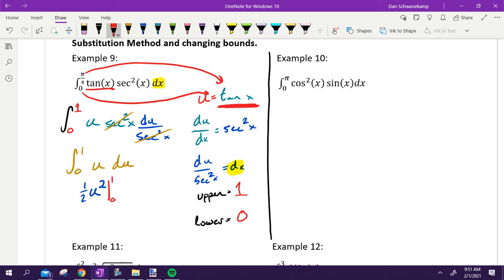Plug it in. I'm plugging in my bounds. I'm going to plug in 1, I'm going to plug in 0, and I'm going to subtract the two things.